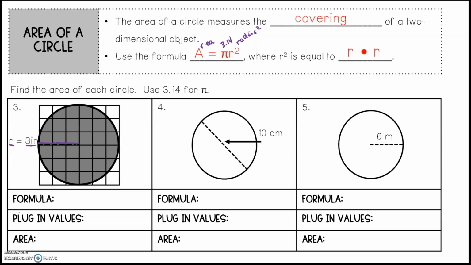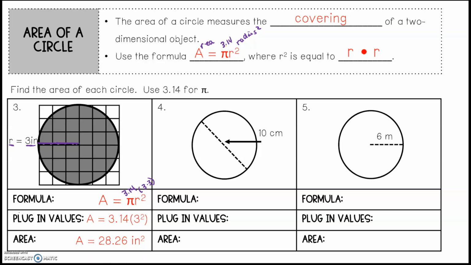The formula for the area of a circle is A equals pi r squared. We're going to plug in the values. I'm going to take pi out and put 3.14 in its place. And then I'm going to take that r out, and I'm going to put 3 in its place. Okay, so that's shown here.